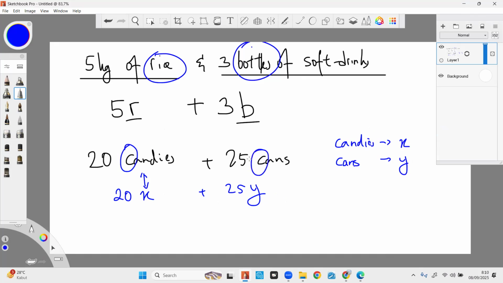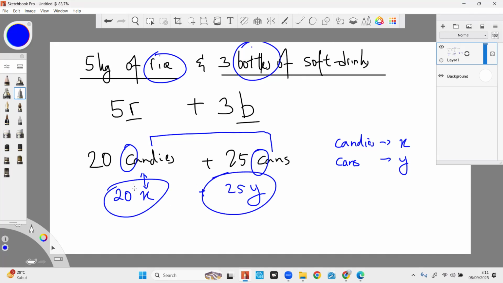It's totally a mistake. First thing first, different types mean different variables. Can you add this up, guys? Becomes 20 plus 25, 45? No, because candies are exclusive, different from cans. X is different from Y. So you cannot just write 45XY like this. Totally wrong.